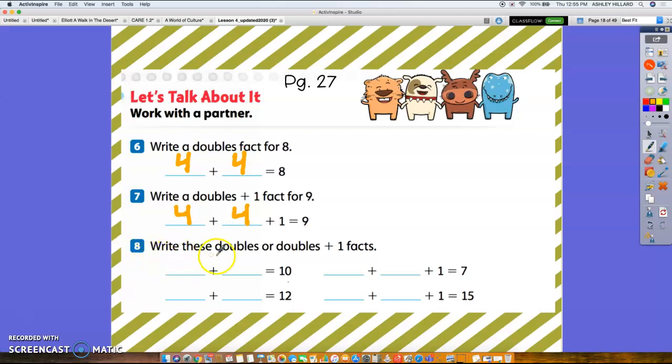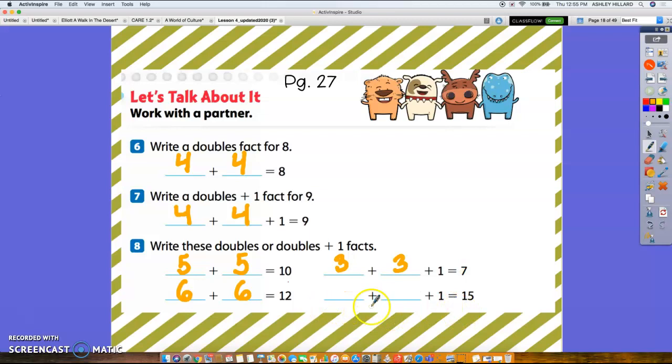Number 8 says write these doubles or doubles plus 1 facts. Okay, so a doubles fact that equals 10, that is 5 plus 5. A doubles fact for 12 is 6 plus 6. A doubles plus 1 fact for 7. So I actually need to write the doubles fact for 6 so I can do plus 1 more, then that will equal 7. So I have to write 3 plus 3 plus 1 equals 7.